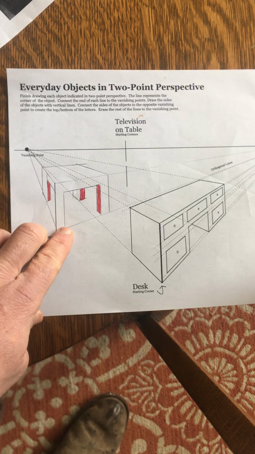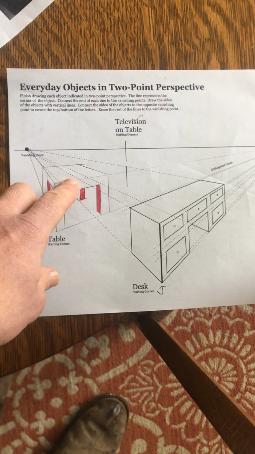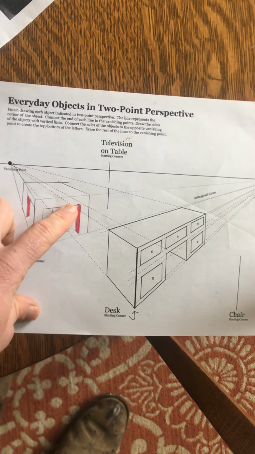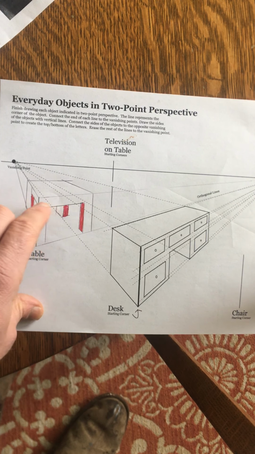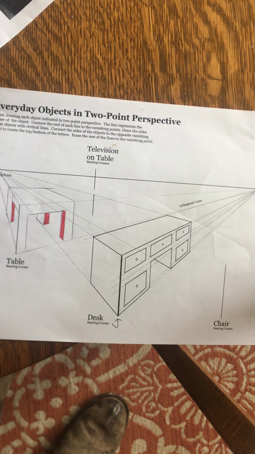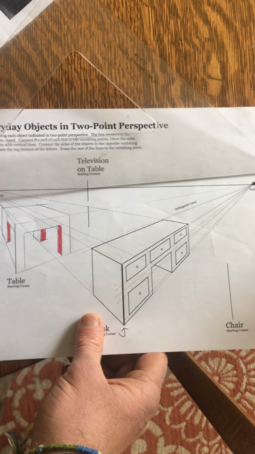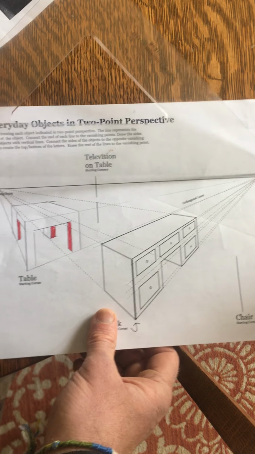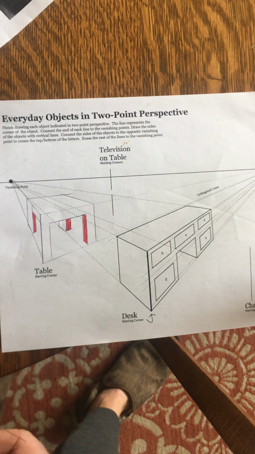Now the table, same situation. We're going to go ahead. It's going to be the corners of the table. Okay, we're going to line them back up with the vanishing point like we did here. And then what's going to happen is we make the side of the table. We do the top. We line the top up with the vanishing point just like this. Top up with the vanishing point just like that.